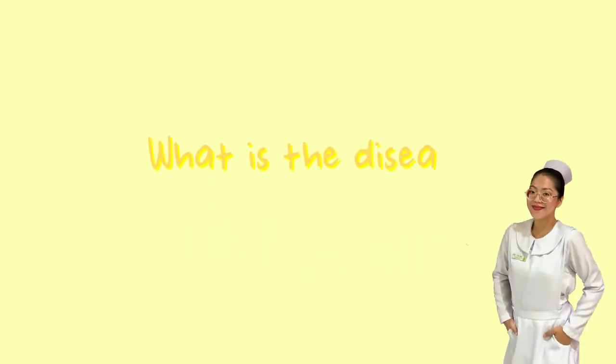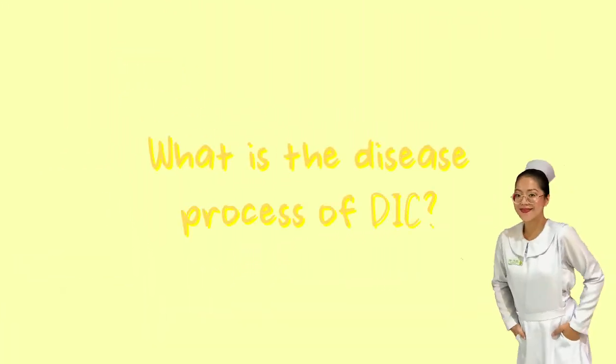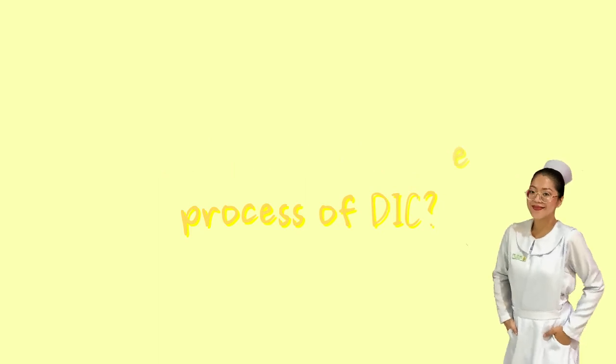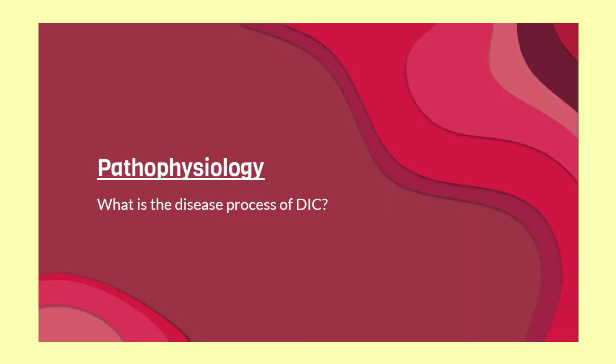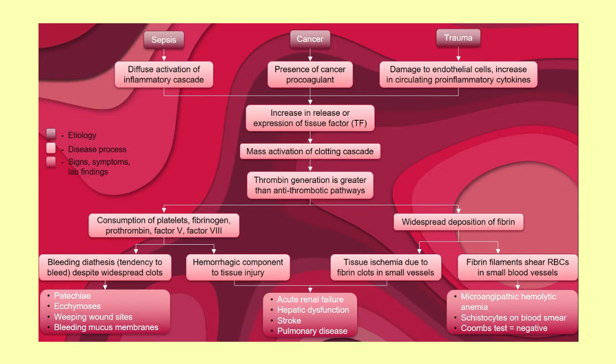Okay, now let us proceed into the disease process or the pathogenesis of disseminated intravascular coagulation. As you can see, there are 3 colored boxes in this diagram. There is a legend on the left side of the screen, as can be seen, and then I will proceed on with the disease process.